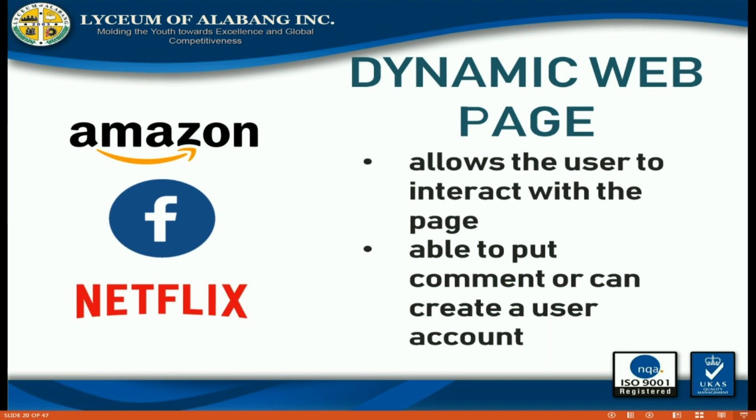A dynamic web page allows the user to interact with the page, able to put comments or create a user account. Dynamic web page is a term coined by Darcy DiNucci in January 1999. The user is able to see the website differently than others by adding a dynamic web page. It allows the user to interact with the page instead of just reading it. Examples: social networking sites, wikis, video sharing sites.